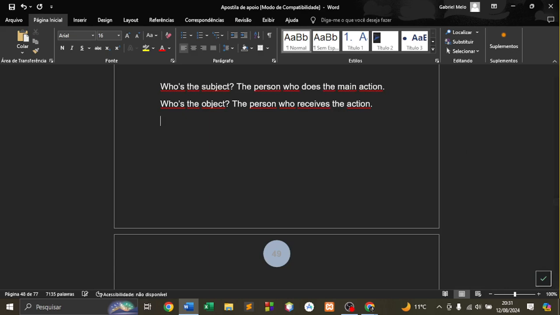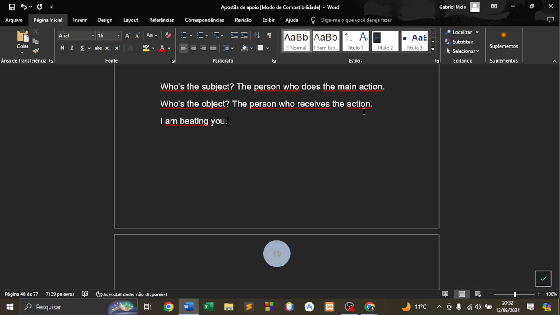Example. In the sentence, I am beating you. Who's the subject and who's the object? The subject is I, and the object is place. There is an object. Yeah, of course. Remember, the object is not a thing. The object is the person who receives the action. Oh, so it's a person. So it's you. You, exactly.